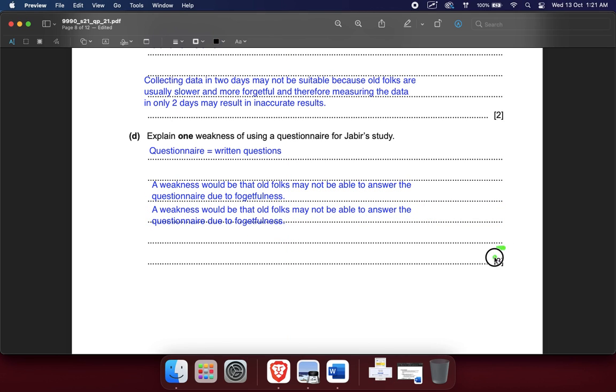Okay, so it's a 3-mark question. We have to have 3 distinct points. One weakness of using a questionnaire for Jabir's study in particular is that old folks may not be able to answer the questionnaire due to forgetfulness, or perhaps you could say maybe they're too ashamed to say how little they know or how little they chat, so they could be rather ashamed. When the questionnaire asks things like, do you have any friends? And you say, oh, I don't have any friends, you might feel embarrassed, and so you don't want to reveal the truth, right? Or you're forgetful, you have memory loss, then you can say, therefore, the data collected by questionnaires may not be accurate.